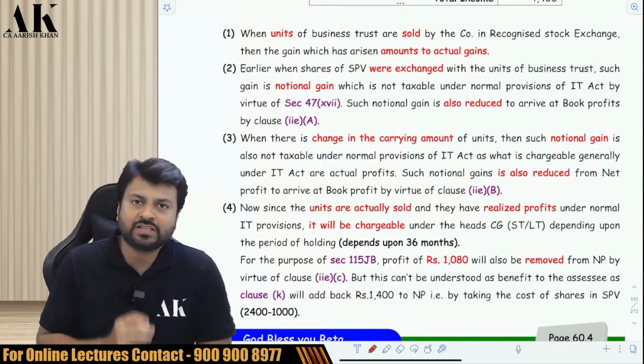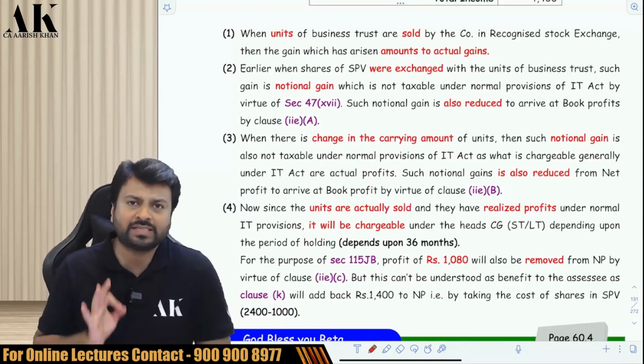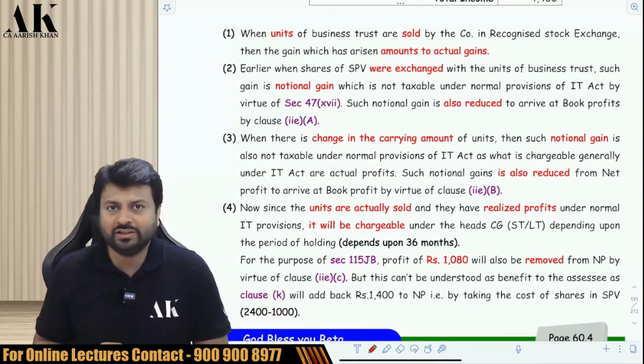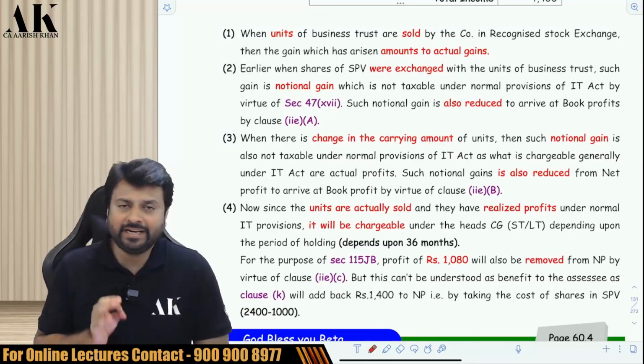Okay. So, in today's revision session, we have completed 3 topics, very important topics. One is transfer pricing, one is your DTAA, and one is your business trust.